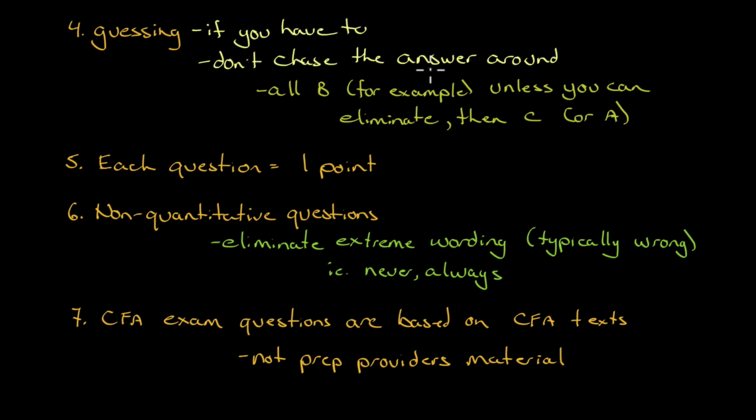And don't chase the answer around. Don't try to say, well, I think maybe this time it's B, and then if you're going to guess next time it's A. If you want to get the best result out of guessing, you guess the same answer to all the questions you have to guess at. Then you're going to get, on average, at least 33% of them right. If you can eliminate at least one option, you might get 50% of them right. So you'll answer all B, for example. Unless you can eliminate B, then choose C or A.